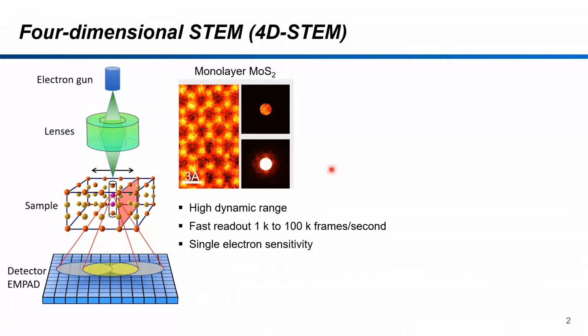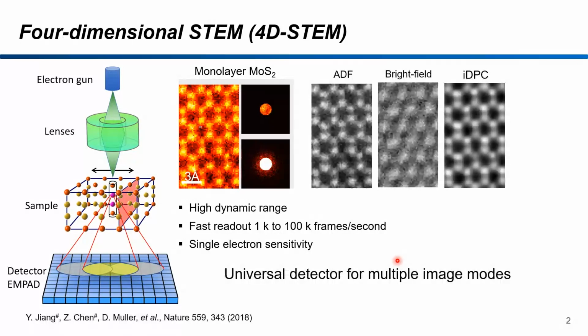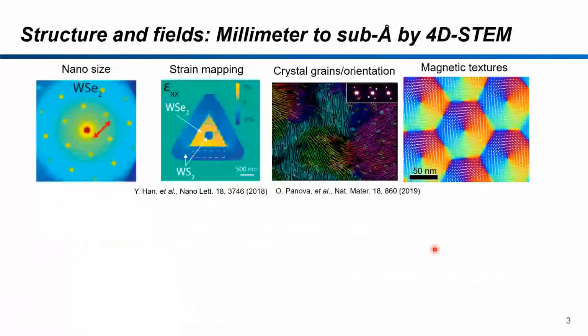around in the sample. So if you want to have a high quality four-dimensional data set, you need a good detector. Usually it should have a high dynamic range, fast readout speed, and also single electron sensitivity. When you get this four-dimensional data set, you can synthesize numerically to get different imaging modes. So this kind of detector can be used as a universal detector for multiple image modes.